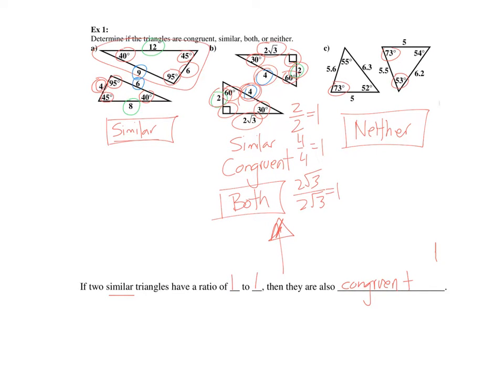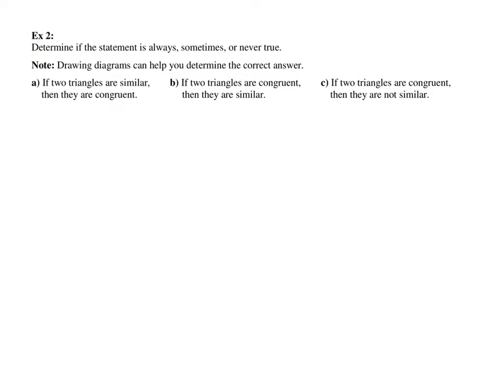All right, let's do some more examples. Determine if the statement is always, sometimes, or never true. Note, drawing diagrams can help you determine the correct answer. For part A, if two triangles are similar, then they are congruent. Here's two similar triangles. Let's do something like that.